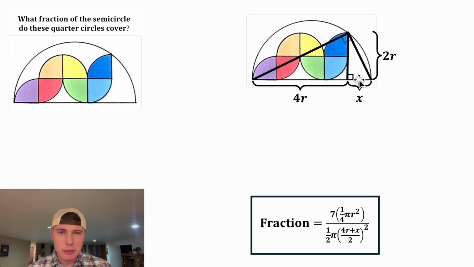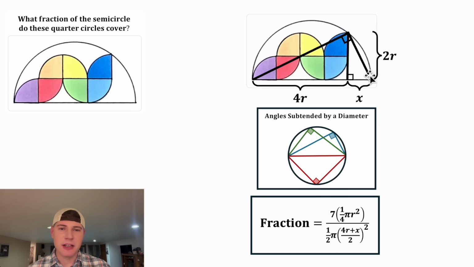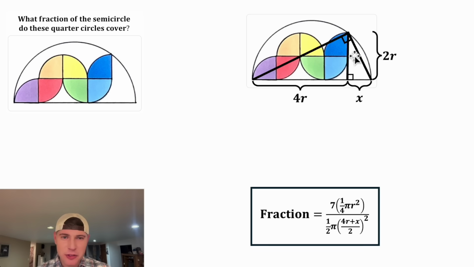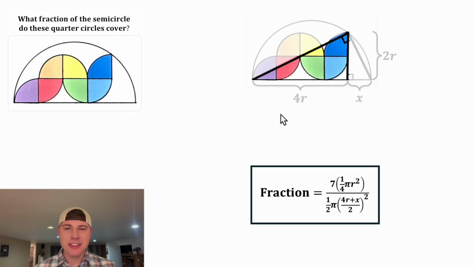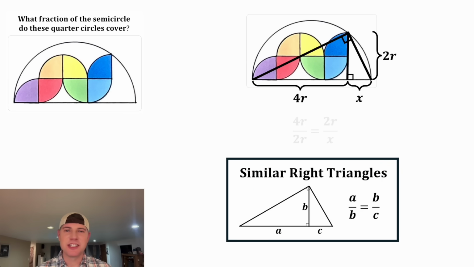This is also going to be perpendicular because it is an inscribed angle that contains a diameter. Here's some notes right here. And now we've created 3 similar right triangles. We have the small one here, the medium one here, and the large one here. And then we can use these notes here to set up this proportion. The notes are showing us that anytime you have 3 similar triangles set up inside of a semicircle like this, you know that this over this equals this over this. So we have 4r over 2r equals 2r over x.